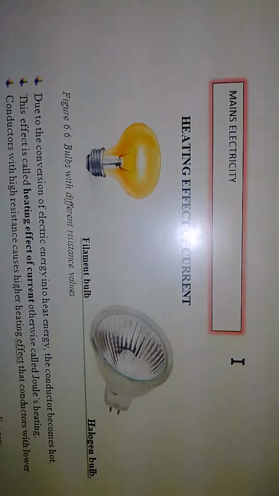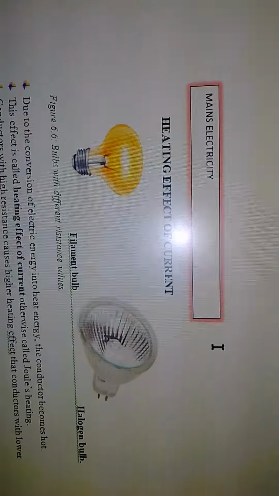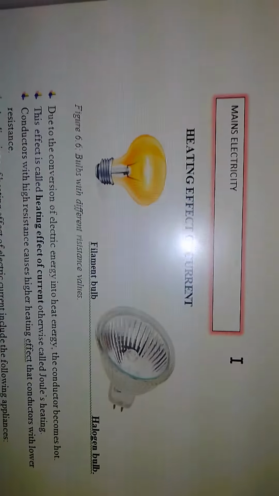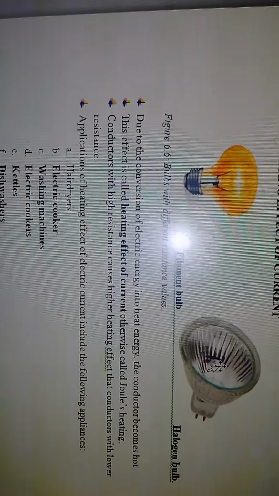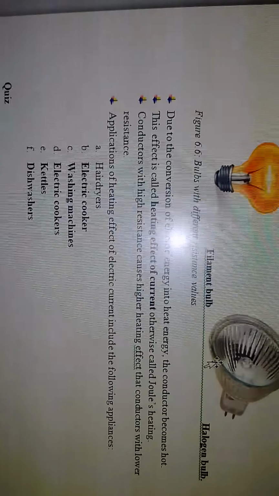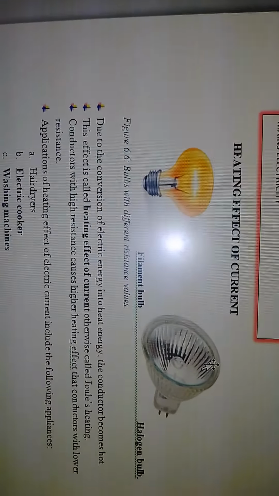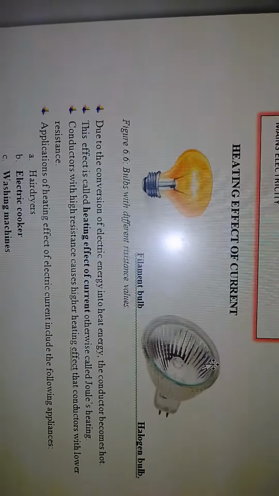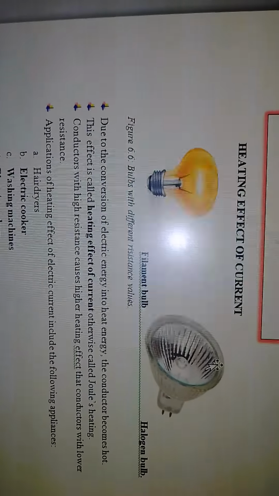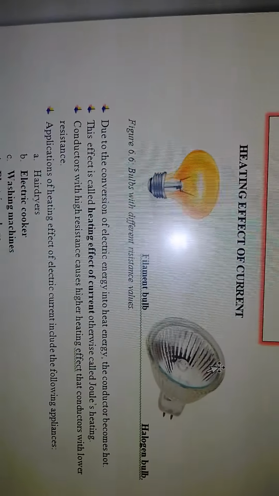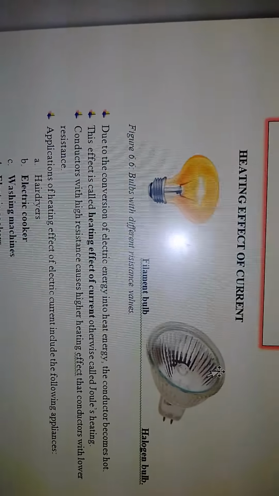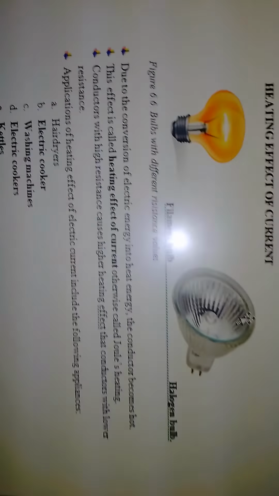Very, very important. Heating effect of electric current. Now, look at this: the filament bulb and the halogen bulb. They have different resistance. The filament bulb has a higher resistance than the halogen bulb. Let us take note of this.